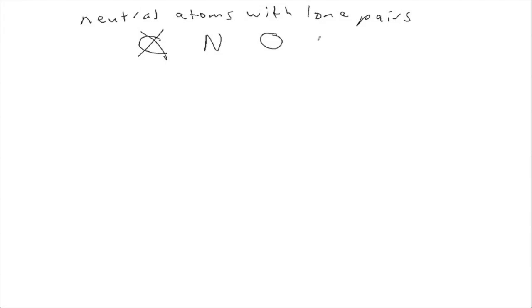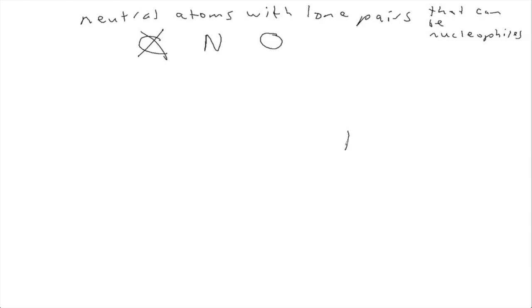Fluorine has a lone pair, but actually I'm not going to write it down because remember the halogens are not going to be nucleophiles. So I should say neutral atoms with lone pairs that can be nucleophiles. So actually, it's pretty much just stuff from these two columns. These two columns of the periodic table are what we're talking about.